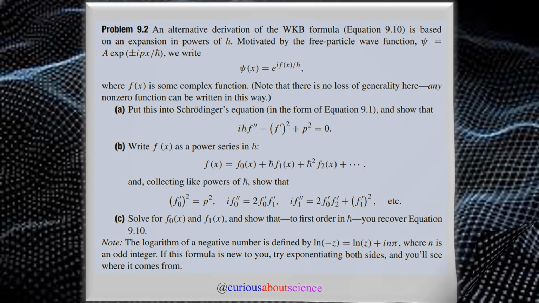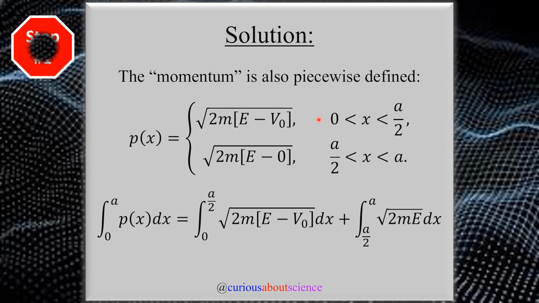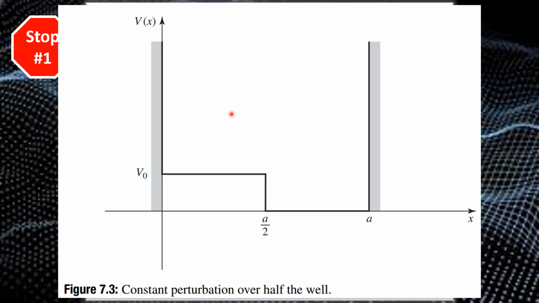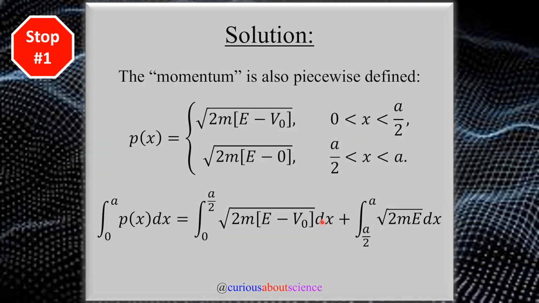All right. So we were told that this was a potential that had a shelf. And this is what we're looking at from Figure 7.3. And we see that it's piecewise defined. So from 0 to a over 2, so half the well, we're at V0. And here we're at 0 for the other half. Because this is split up into two pieces, we also need to go ahead and write the momentum as a piecewise definition too.